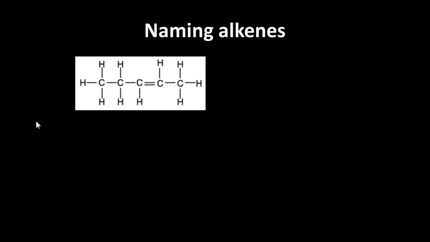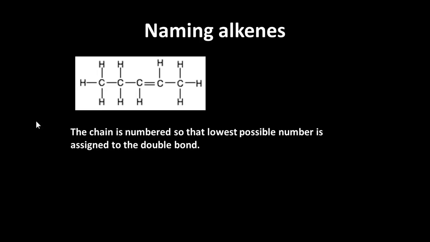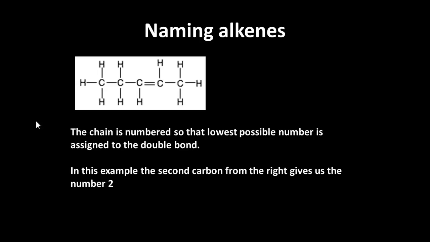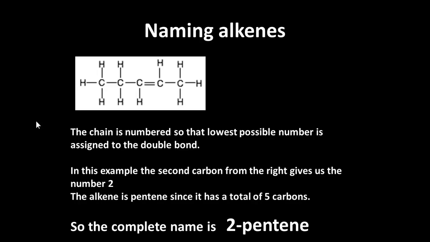So how do we name alkenes? Here's a nice little example. You can see there are 5 carbon atoms, and the double bond is 3 carbon atoms away from one end, but only 2 carbon atoms away from the other end. So what are we going to do? Well, the system is to number them so that the lowest possible number is assigned to the double bond. If we start counting in from the right hand side, this would be the second carbon from the right. It's based on pentene because it's got 5 carbons, and we call it 2-pentene because that's where the double bond occurs.